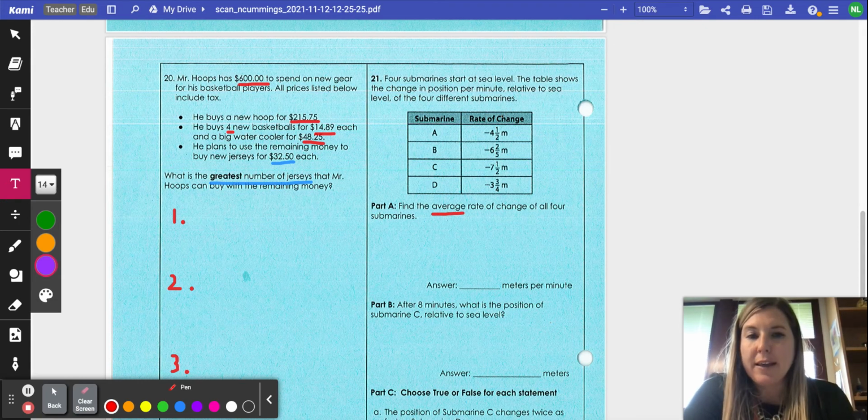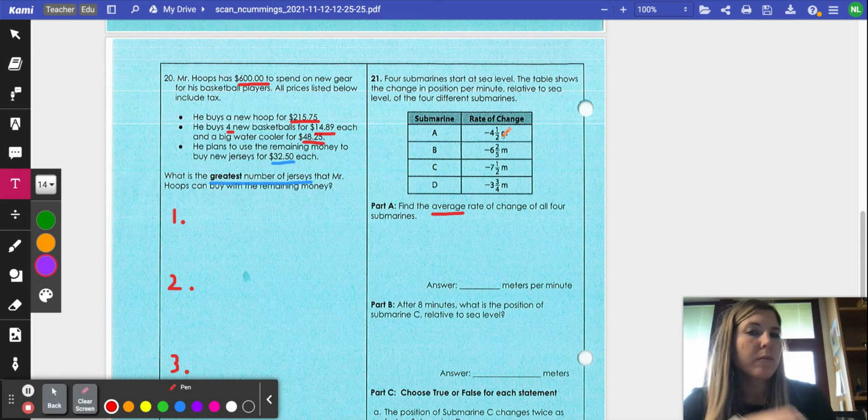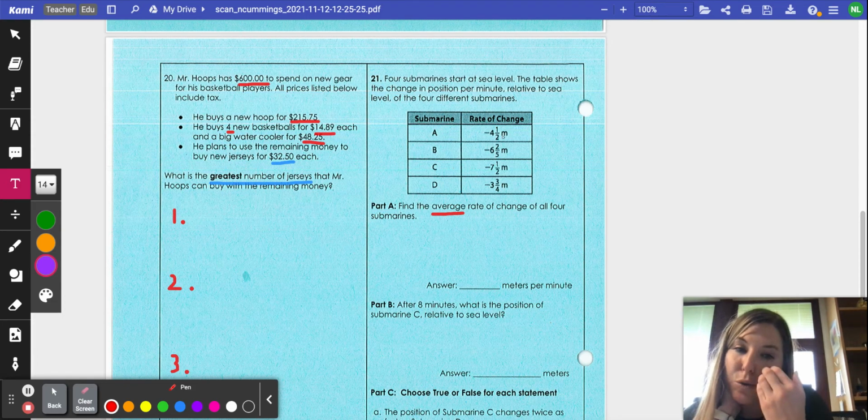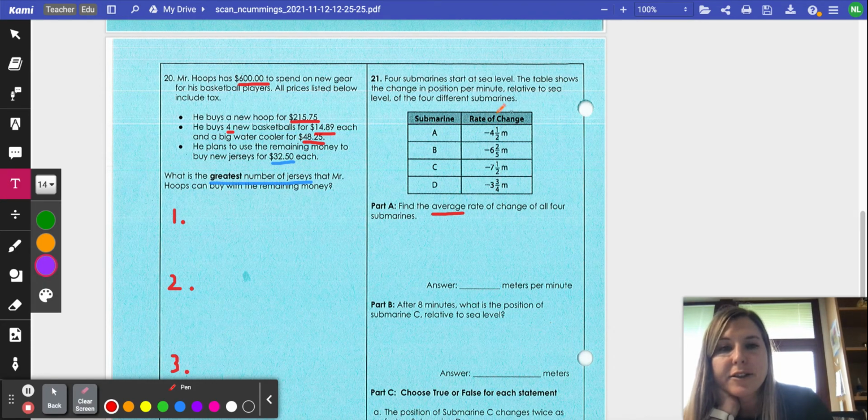So in order to find the average, there are 2 things that you need to do. I can't really go in depth. I think we talked about average quite a bit in class. So you have to find the average rate of change for these 4 submarines. You'll do that here and write your answer down in meters per minute.